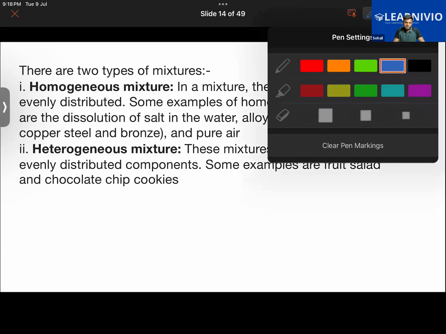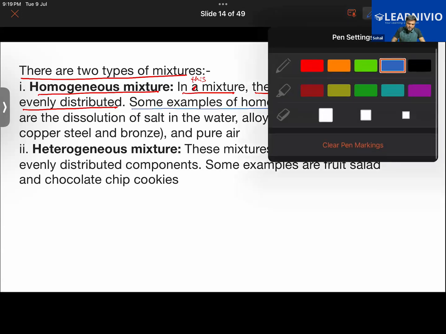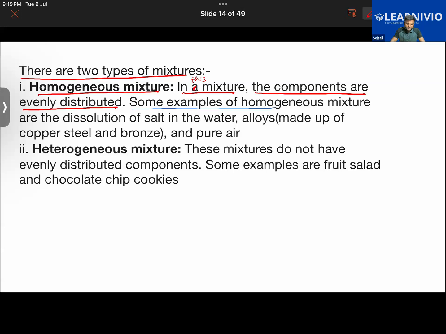Got this now? So write down what I'm telling you to write. So first of all, you'd be writing there are two types of mixture. In a homogeneous mixture, you'll write: in this mixture, the components are evenly distributed. Write some examples as well. There's one more important line we should write here.